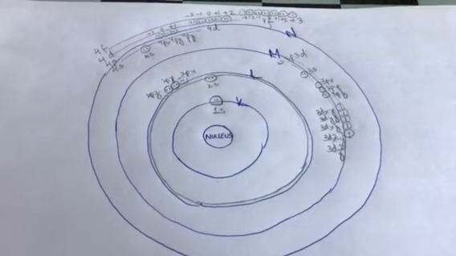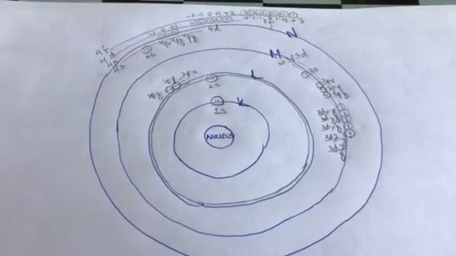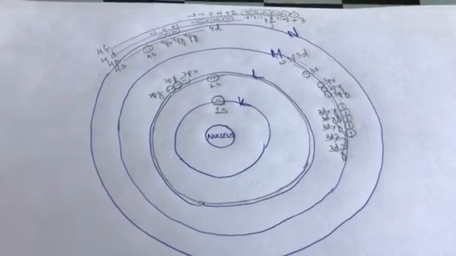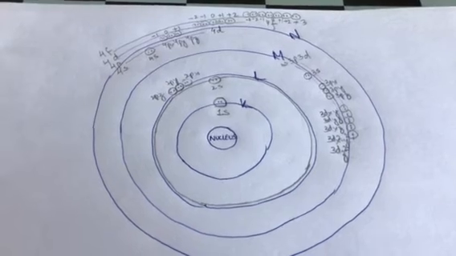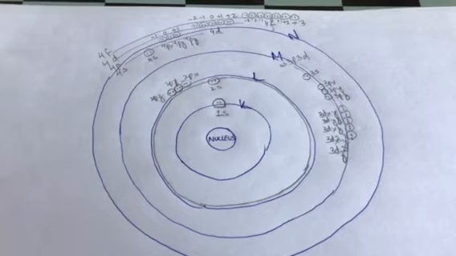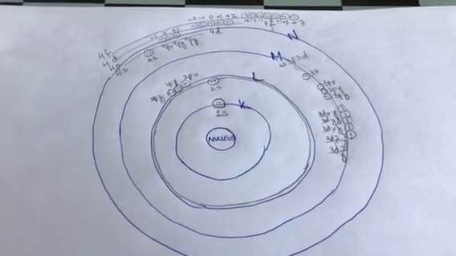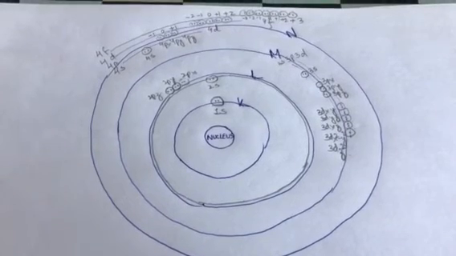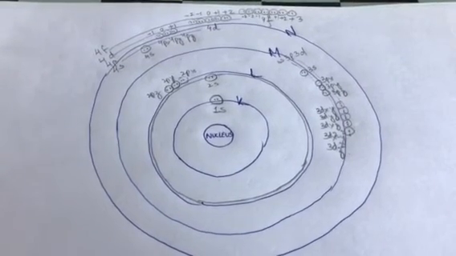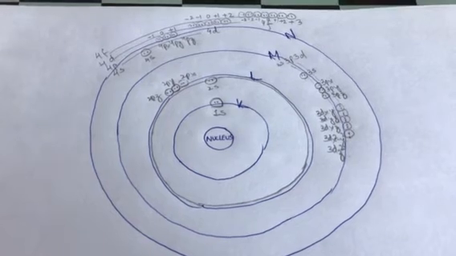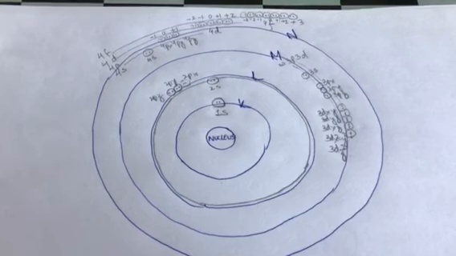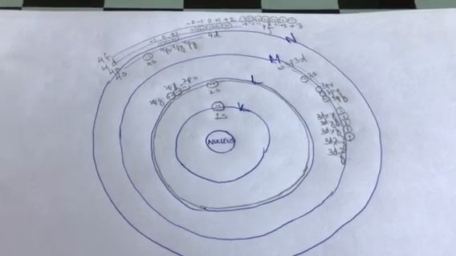N shell total has 16 orbitals, 4s, 3 from 4p, 5 from 4d and 7 from 4f. So total 16 orbitals. Each orbital has 2 electrons, so 16 twos are 32 electrons. We definitely have O shell, P shell, but the periodic table as of now we know it by and large accommodates most of the elements within the sphere.